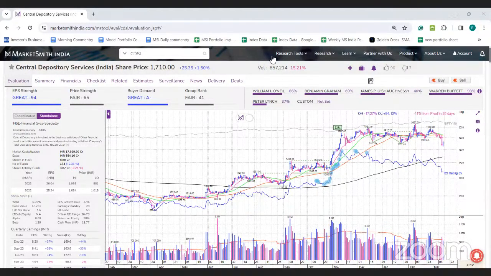The next stock that we can look at is basically Zentech. Give me Zentech.